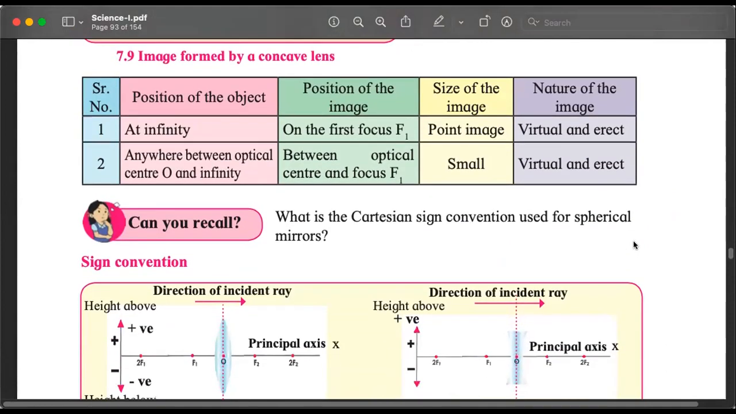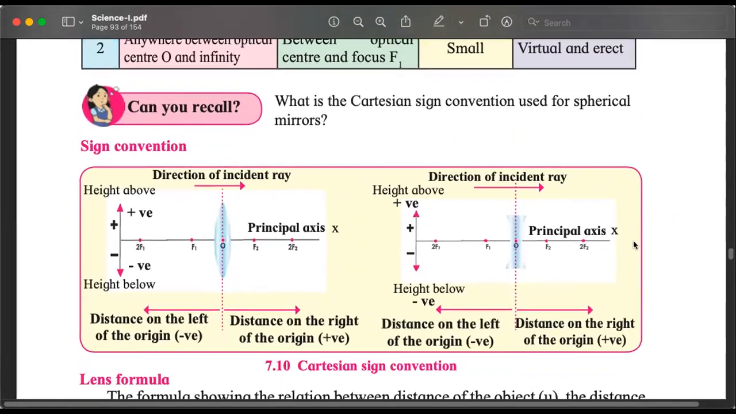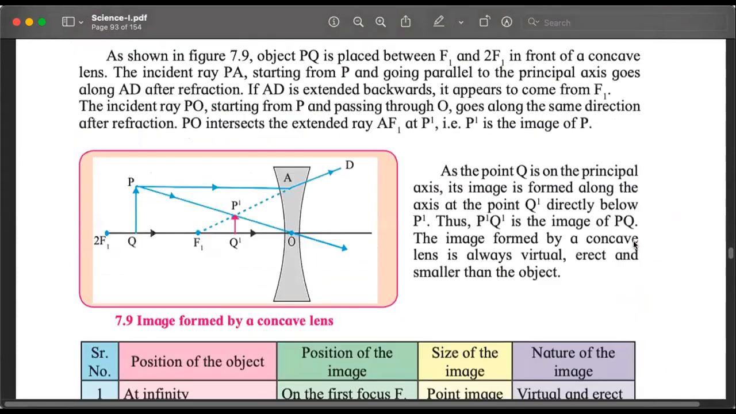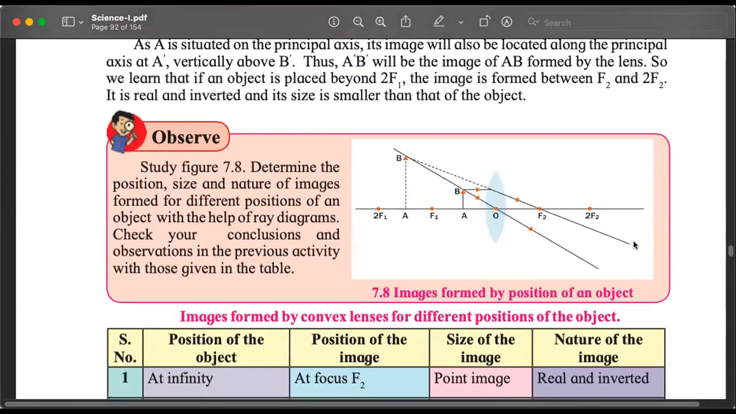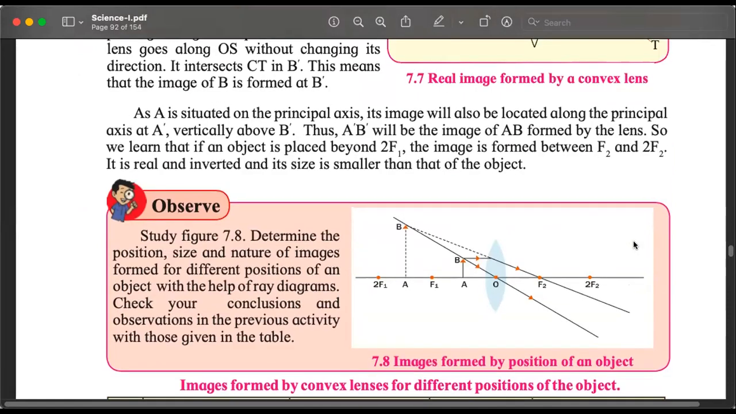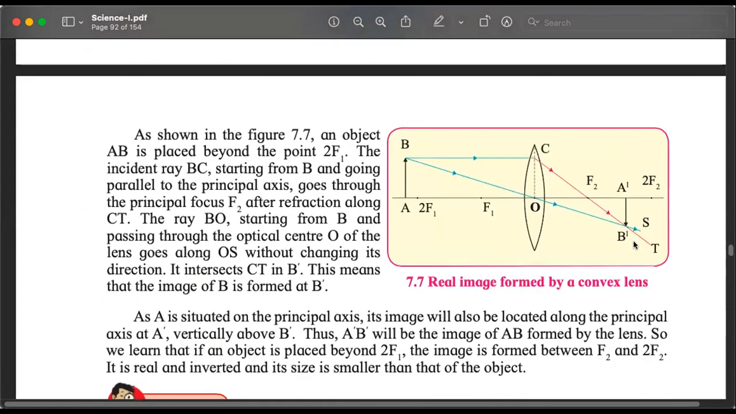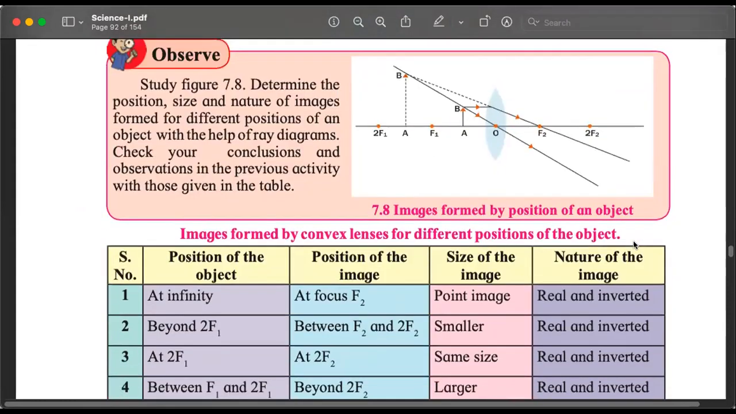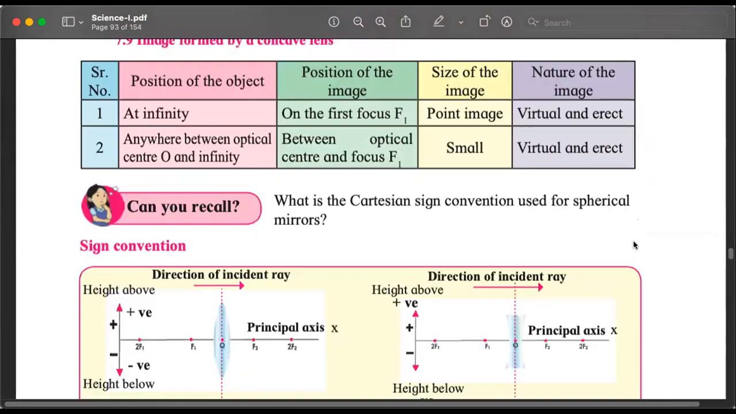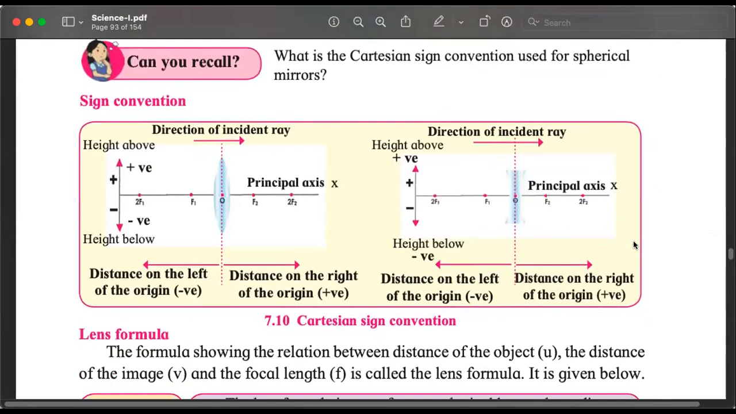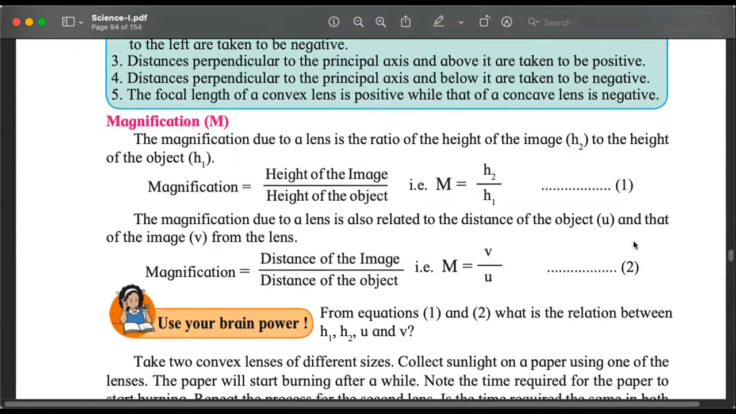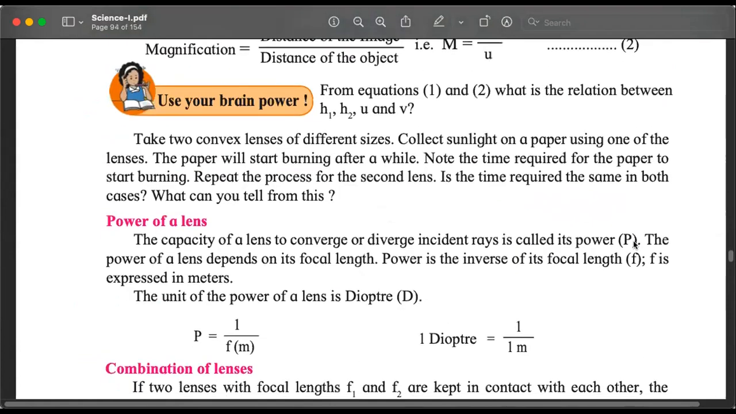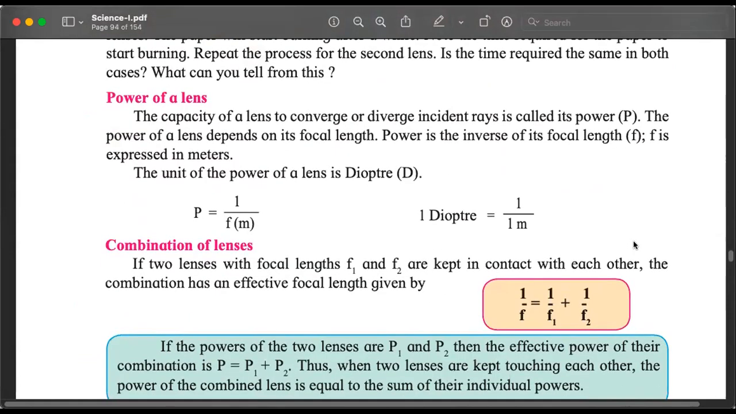In the next class, which will have a lot of maths, we will see how do we... Here we have only made qualitative conclusions, right? Big, small, bigger, smaller, point. But we haven't said how big, how small, where exactly. That is what we will do in the next class. And we will do that using the Cartesian convention system, using lens formula, using the formulae for magnification, and the formula for power of a lens.